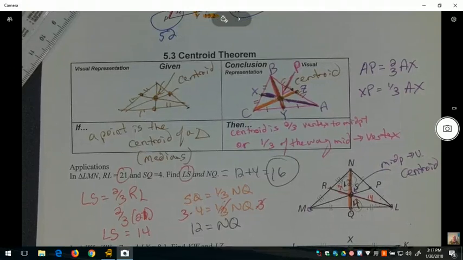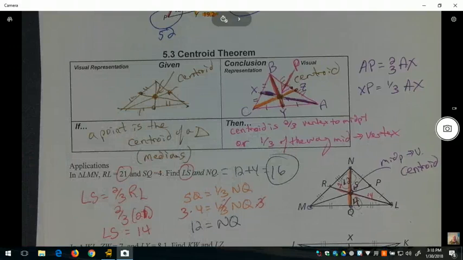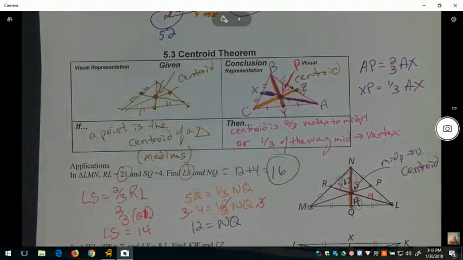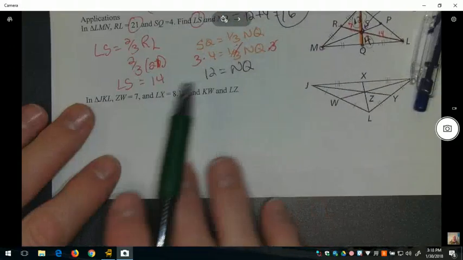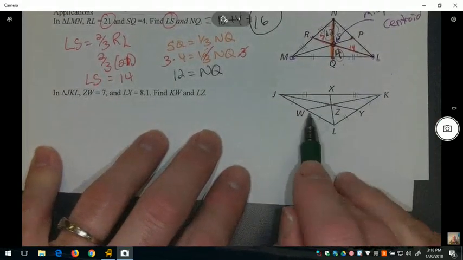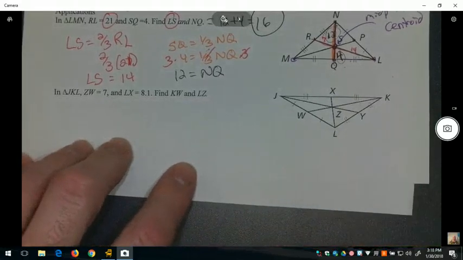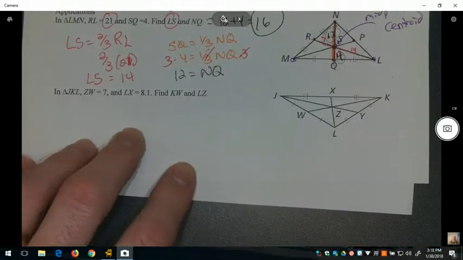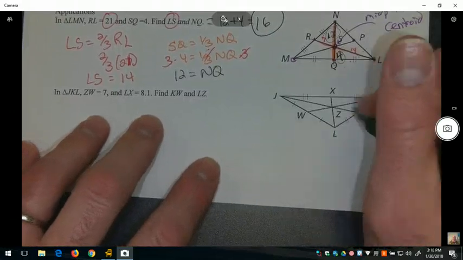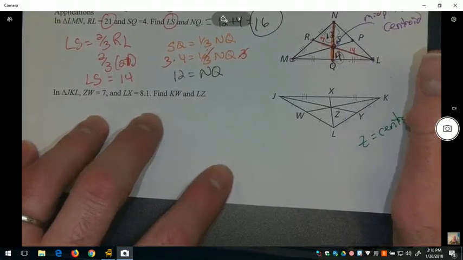Please take a moment to pause the video and try this for the next problem. This is our last problem of the video notes. In triangle JKW, we have vertex to midpoint, vertex to midpoint, vertex to midpoint, not perpendicular bisectors. We have to pay attention to when it's perpendicular bisectors versus vertex to midpoint. So those are medians, which makes Z the centroid.